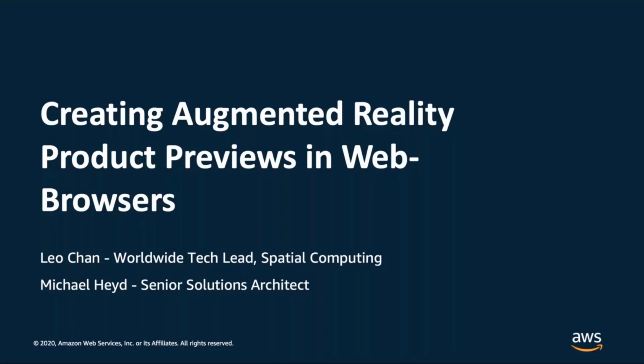My name is Leo Chen. I'm here to talk to you today with Michael Hyde. I am the worldwide tech lead for spatial computing at AWS. We're talking about augmented reality product previews using only web browsers. Michael, would you want to introduce yourself?